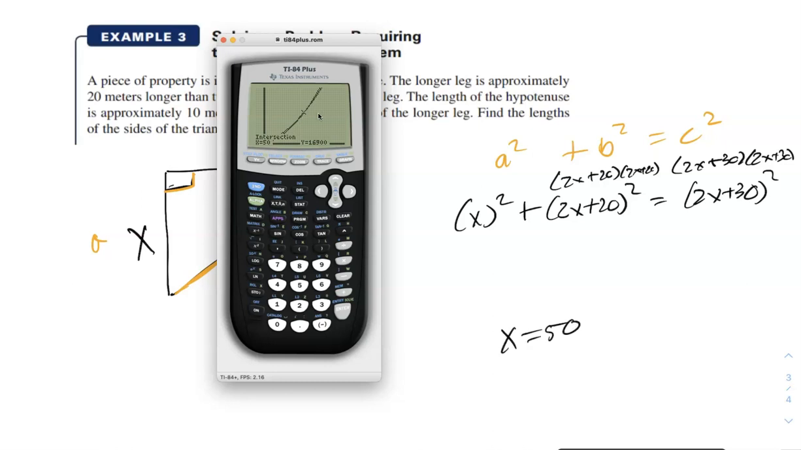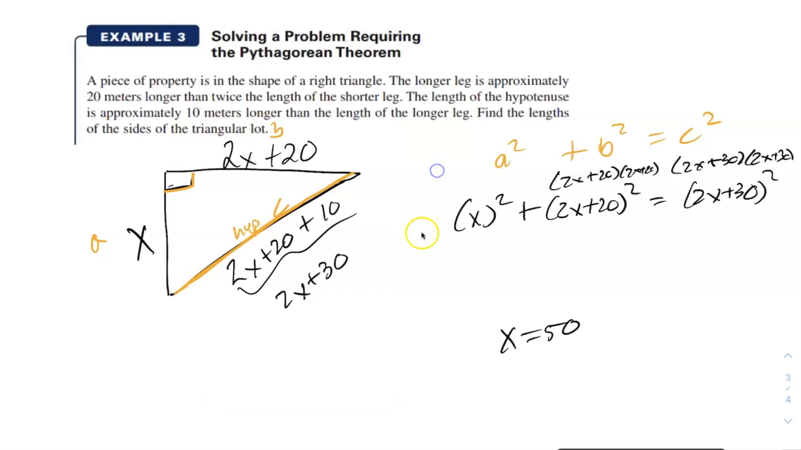X equals 50. The y value, that's where it happens at. So x is 50. You want the sides. Now keep in mind what the question was: find the length of the sides of the triangular lot. So 50 is just one of them. It's this one. I got to find all of them.